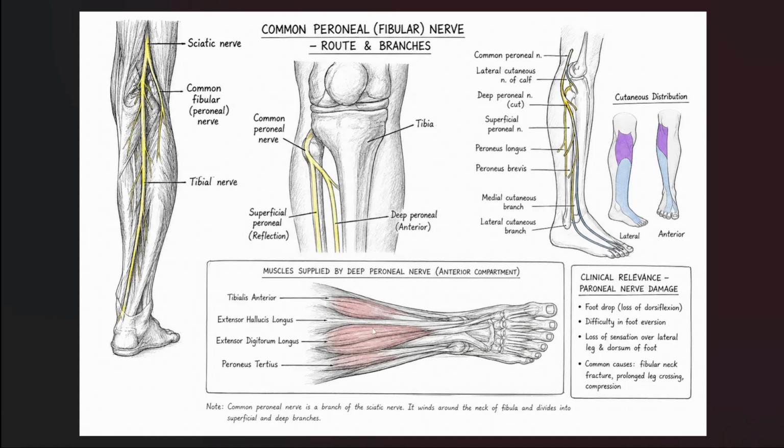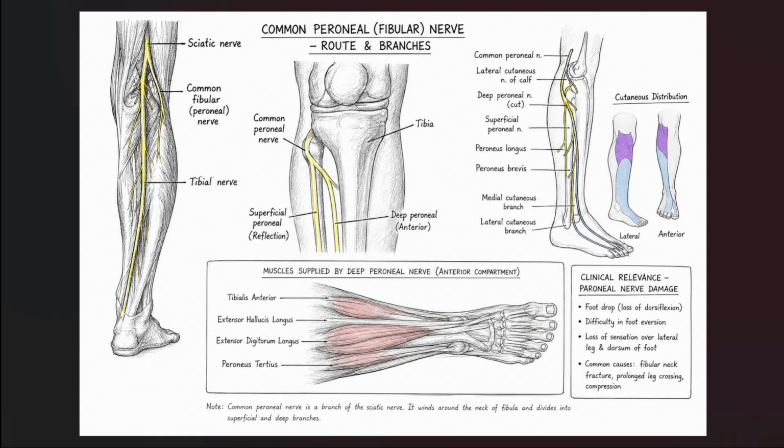And of course, as with any lower motor neuron injury, you will have muscle weakness, because the muscles aren't supplied by the nerve, so they aren't used much. Also, these nerves supply the lateral as well as the anterior part of the cutaneous supply of the leg. So in case of common peroneal nerve injury, you will also find loss of sensation over the lateral as well as the anterior compartment.